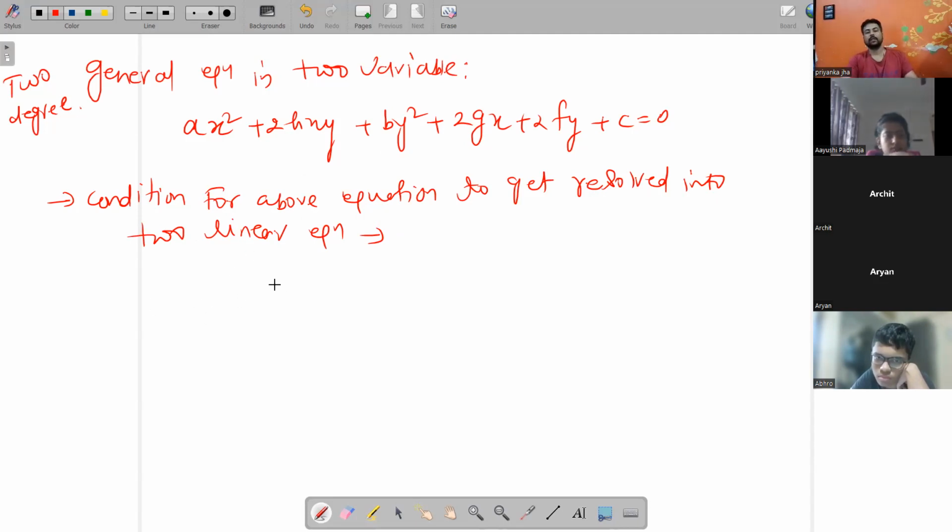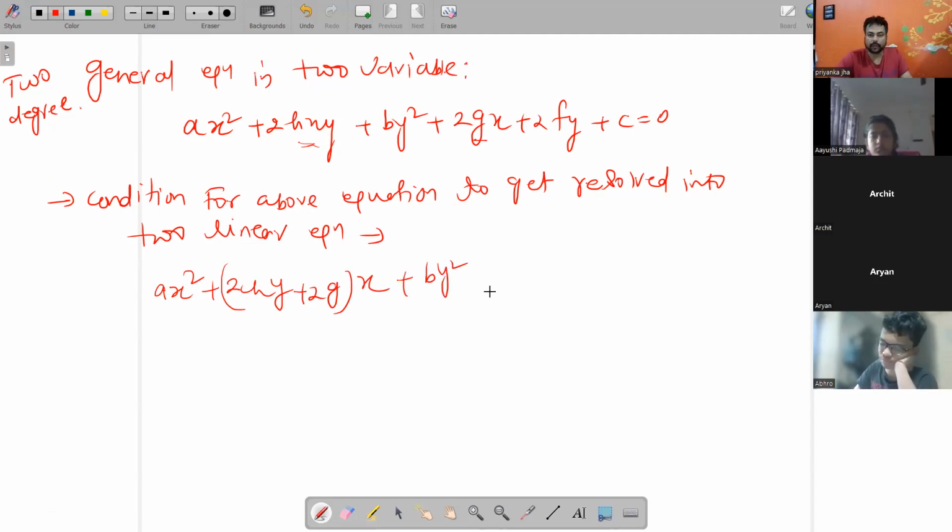See, first of all, we'll assume that this is a quadratic equation in x or in y, in any one of the variables. Suppose we assume that this is quadratic in x. So this can be written as ax squared plus 2hy plus 2g times x, and the term containing y will be treated as constant. So you can see that this is your quadratic equation in x.